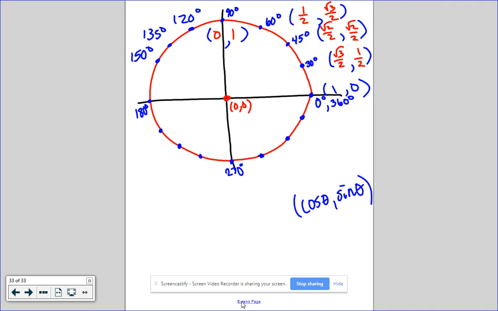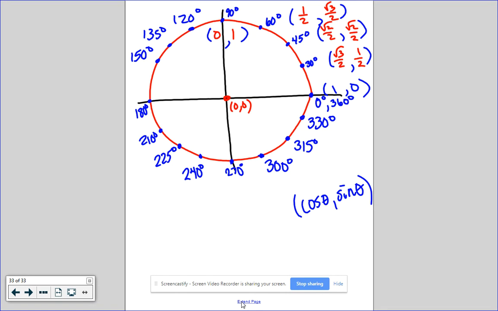Then I repeat the pattern again. 30 gives me 210. 15, 225. 15, 240. 30 gives me 270. And again, lastly, add 30, that gives me 300, 15, 315, 15, 330, add 30, I'm back at 360. So that gives me all the degree measures around my unit circle.